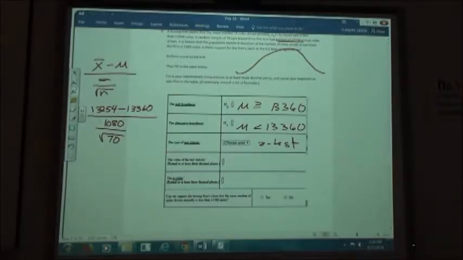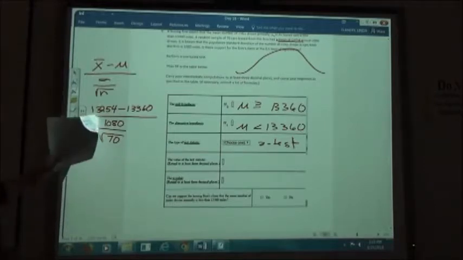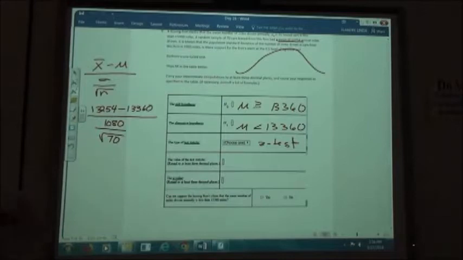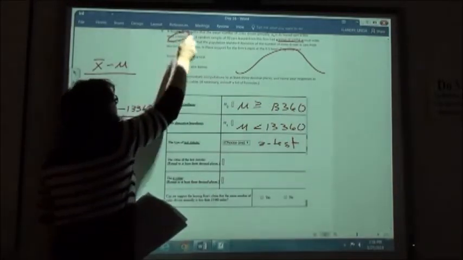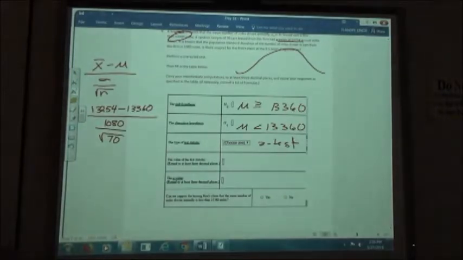To 3 decimal places is how far we want our answer. Is that a 1 or a 3? It's a 1-3. 13,360. Oh yeah, 13,360. That's our claim. It's less than that number. What are we getting for the value of our test statistic if you get that punched in?